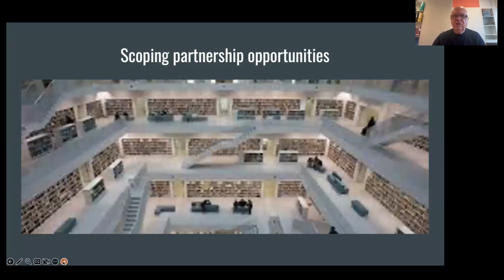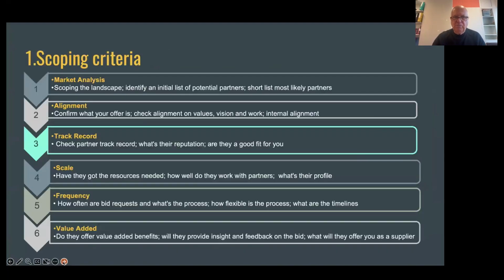So let's just look at some issues around scoping. Because if you're going to do a grant application, if you're going to do a partnership, you need to start thinking about what you're going to do, and you need to start scoping out. One of the things that we recommend is this simple scoping. First of all, you scope out the market. Who is it you're going to work with? Who is the most likely grant partner? Who's the most likely foundation? You find out in the market who it is you want to work with.